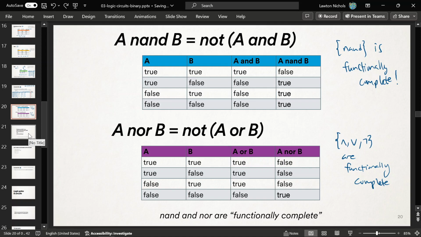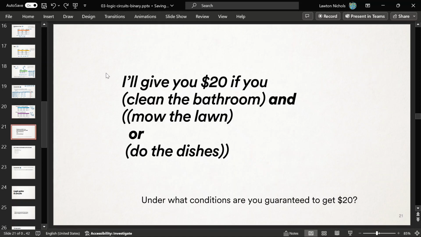Try and get this in our minds. So, okay, here is an idea. Here's English, and again, English is ambiguous. The whole goal is to translate this to logic so that we can prove it easier and understand it better. So here, maybe this is Dad. Dad tells us, "I'll give you $20 if you clean the bathroom and mow the lawn or do the dishes." And those two things are within some outer parentheses there.